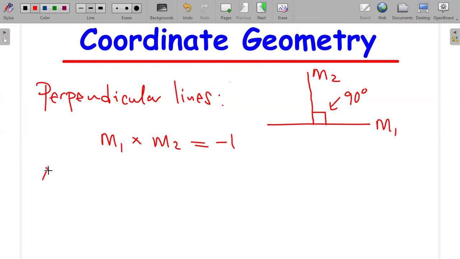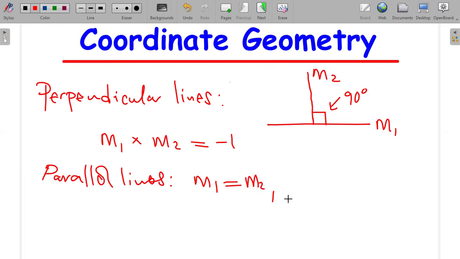Then for parallel lines, m1 is equal to m2. So for example, if I have a line like that and a line like that, if this is m1, the gradient, then this one here is also m1. So their gradients are equal.